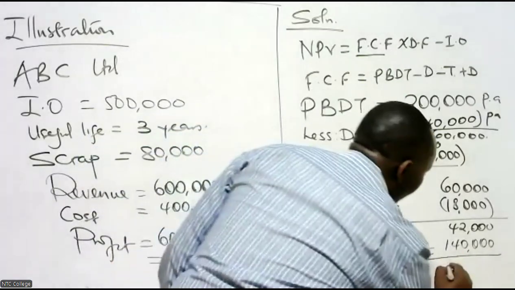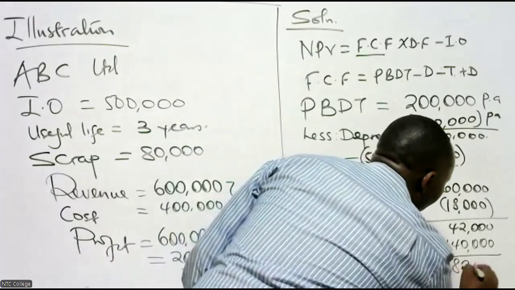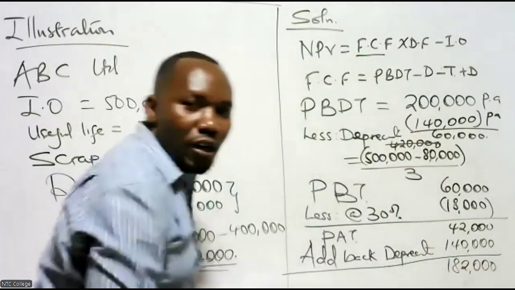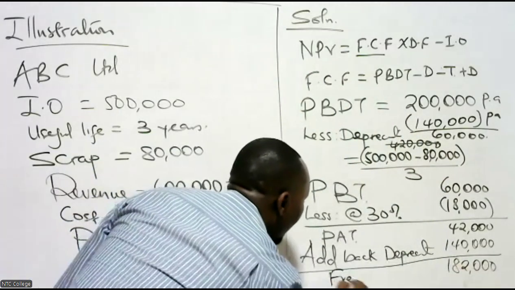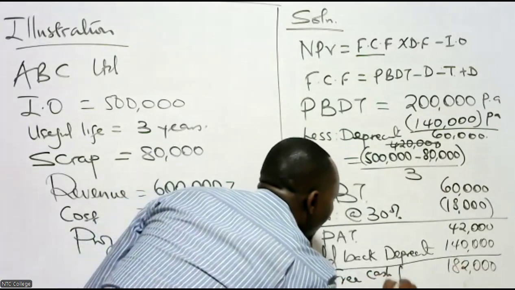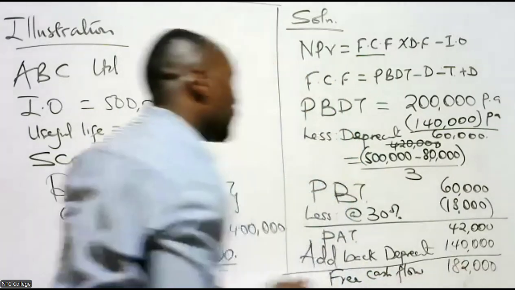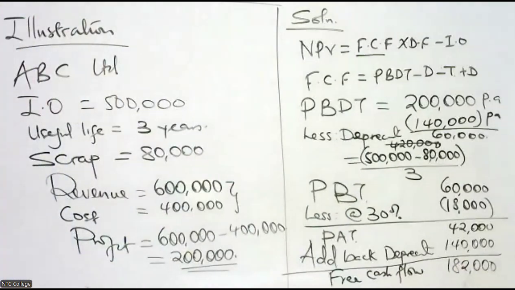So we are having 182. This is now what we call free cash flow. Free cash flow. This is money available freely in the account without anybody claiming.